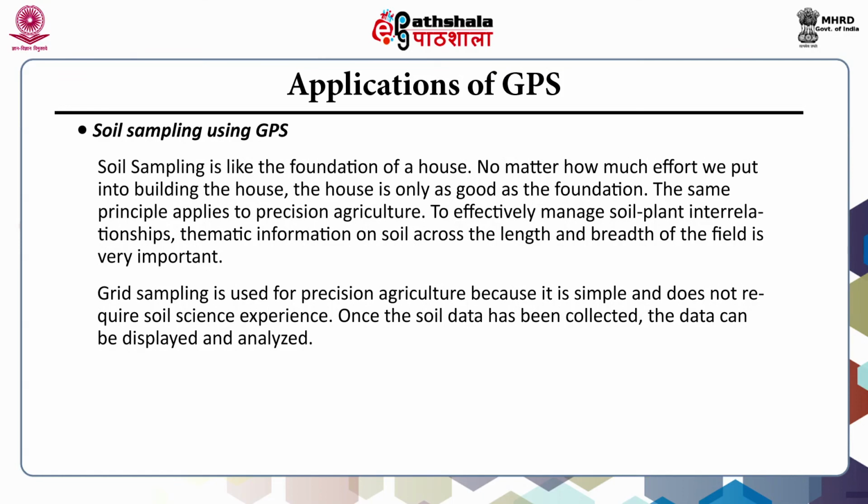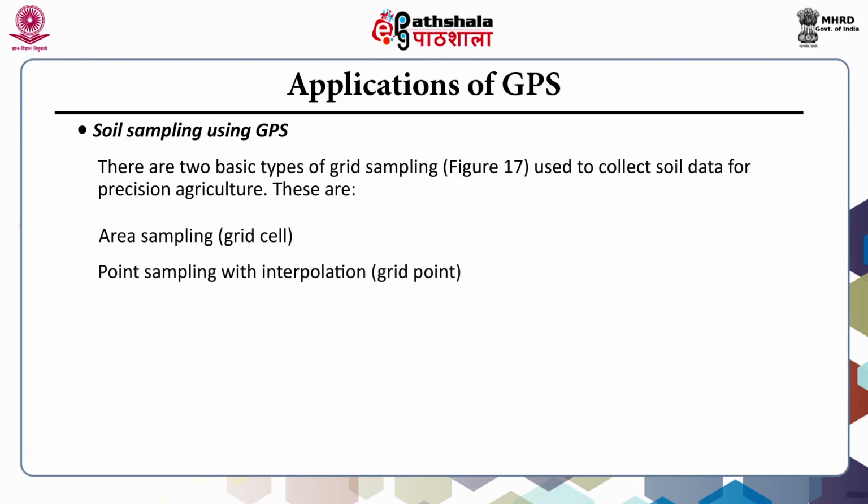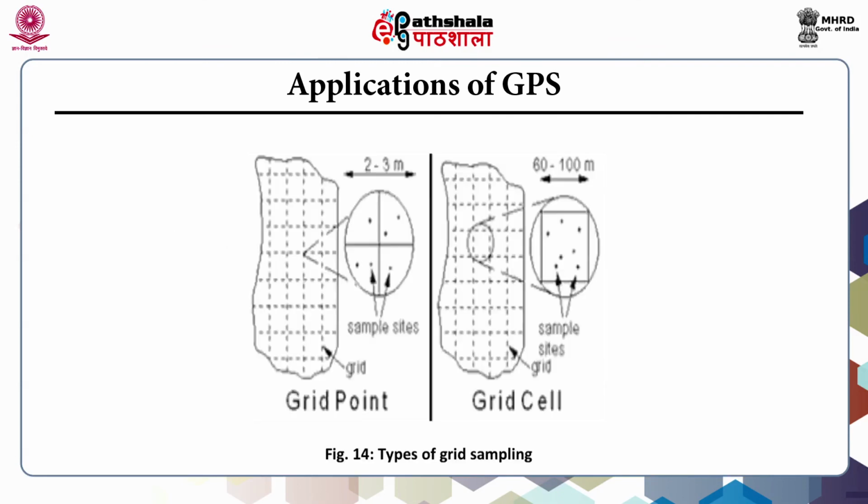Once the soil data has been collected or procured, the data can be displayed and analyzed. There are two basic types of grid sampling, as shown in figure 17, which are used to collect soil data for precision agriculture. These are area sampling, we can say grid cells, and point sampling with interpolation, or we can say grid point. As shown in slide 60, this figure shows the different types of grid sampling, which include areal sampling, grid cells, and point sampling with interpolation or grid point.